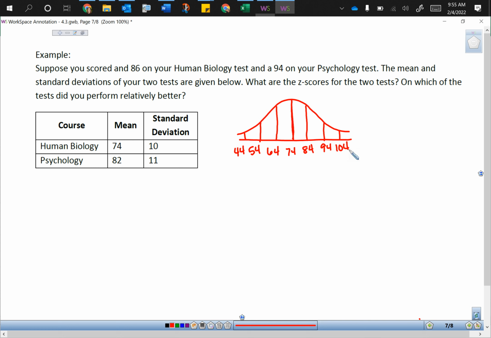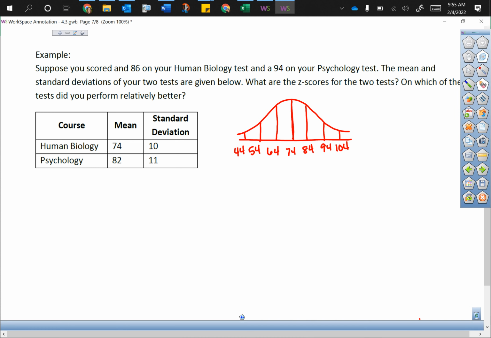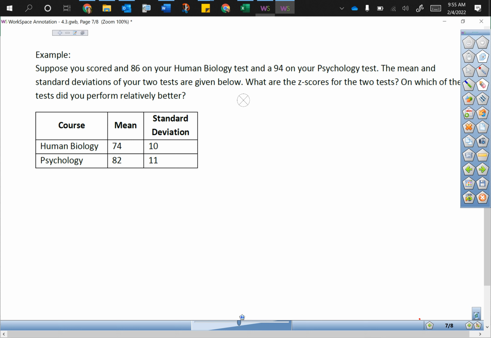In psychology, the class average was an 82 and the standard deviation was 11. So I have a question. Comparing these two means, which test do you think was harder? The human bio test, because the class average was lower. Now looking at the standard deviations, which test had a larger spread? Which test results were more spread out? The psychology, because it has a bigger standard deviation.